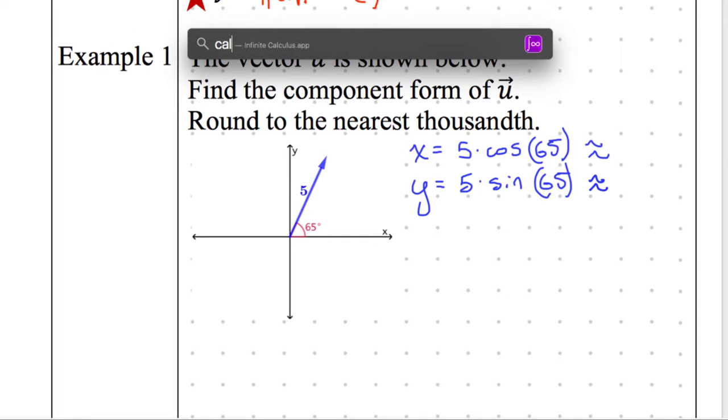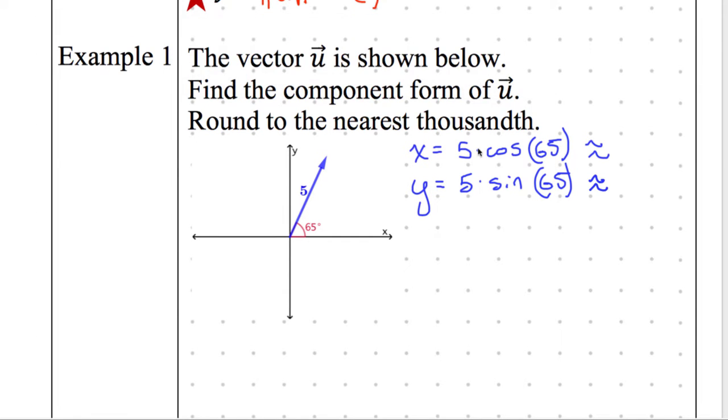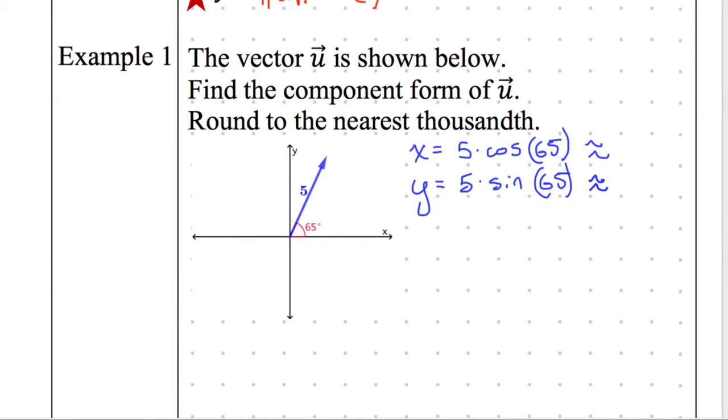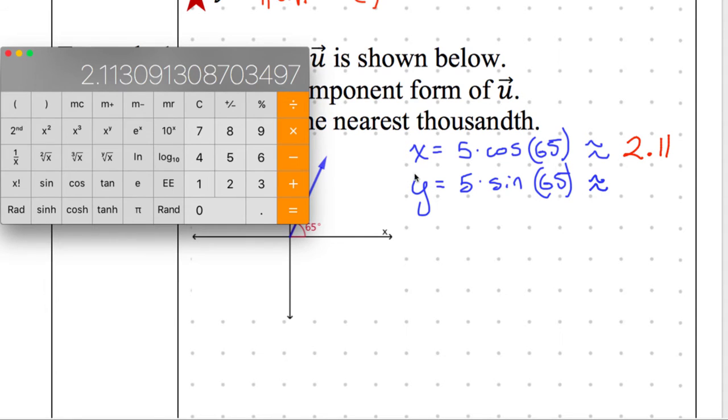I think I need to go to the calculator app, so I'm in degrees. So I'm now in degrees. Let me try this again. 5 times 65, and then I have to cosine that. 2.11. Yep. All right. Nice. So it is approximately equal to 2.11. All right, what about when I do sine?